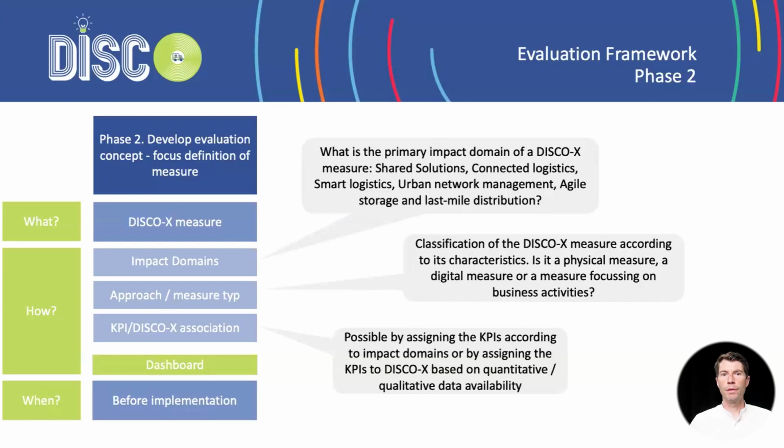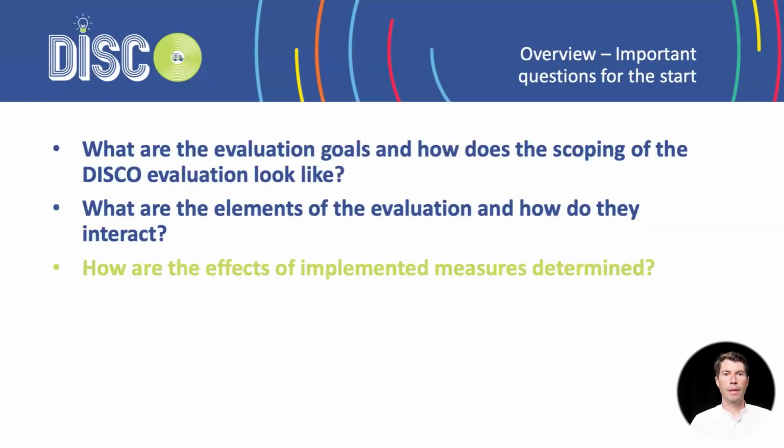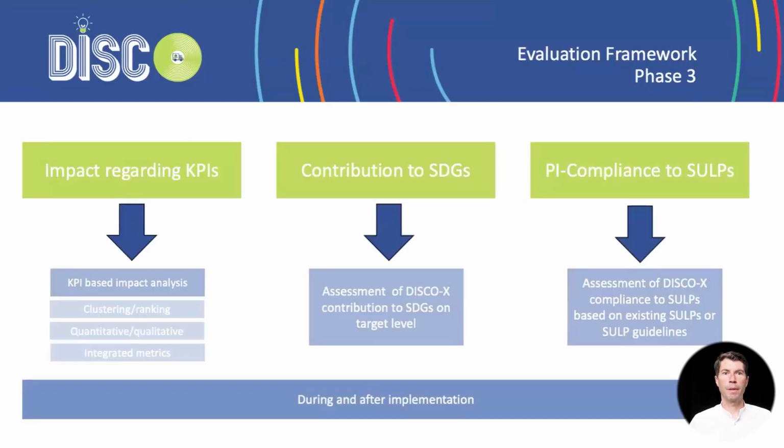Now that you have an overview of phase 1 and 2, let's move to phase 3. Here we will look at how to determine the effects of the implemented measures. We will start by determining the effects with the help of the KPIs, the so-called KPI-based impact analysis. This module is made up of 3 elements which are linked together.